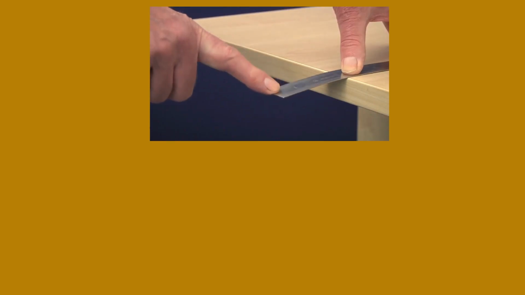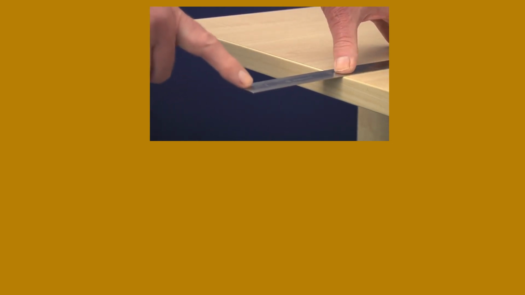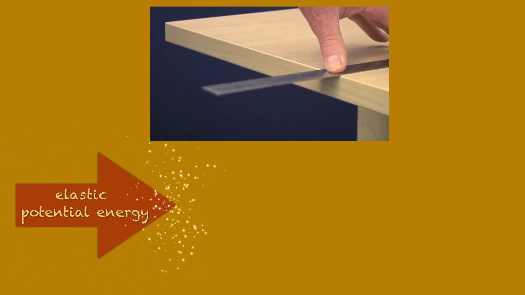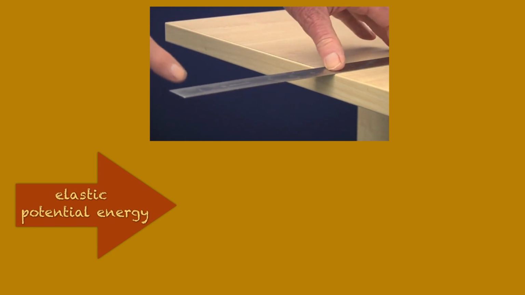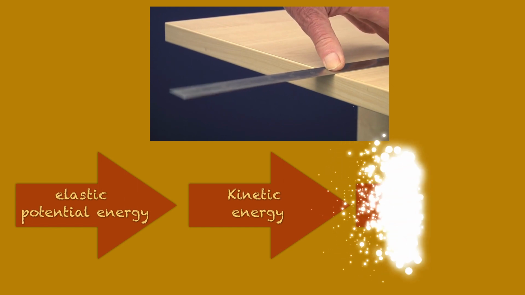What's shown in this segment is a ruler, which is emitting sound. When a force is applied on a ruler fixed at one end, it receives elastic potential energy, which is transformed into kinetic energy, that in turn is converted into sound.